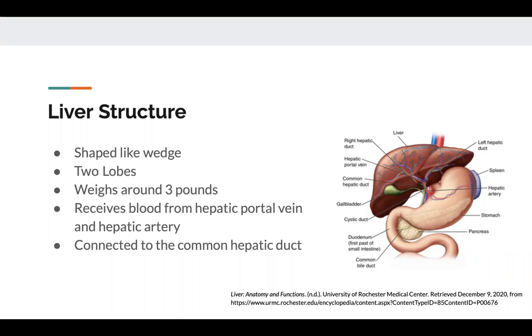The diagram also shows in green here the common hepatic duct, which connects the liver to the gallbladder, and the common bile duct, which connects the gallbladder to the small intestine.